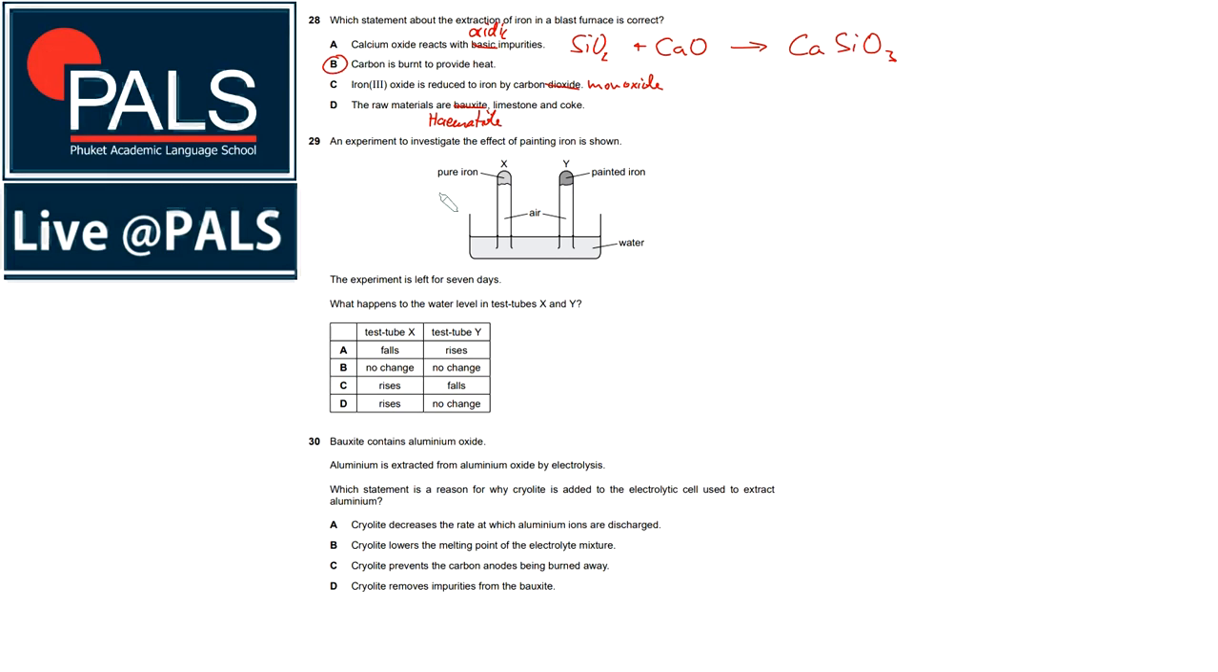An experiment to investigate the effect of painting iron is shown. In here we have pure iron with a little bit of air and water, and painted iron, air and water. The experiment is left for 7 days. What happens to the water level in the test tubes in X and Y?